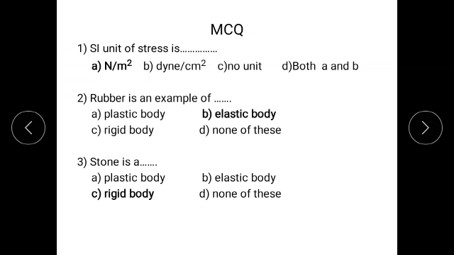Second question: rubber is an example of. Option A is plastic body, option B is elastic body, option C is rigid body, and option D is none of these. And as we know, when external force is applied on a rubber band, it elongates, but when the force is released, it again returns to its original shape, and therefore rubber is an example of an elastic body. Therefore the correct option is B.